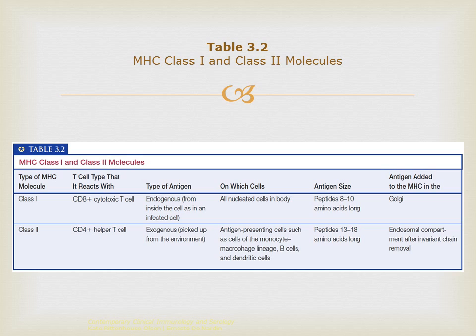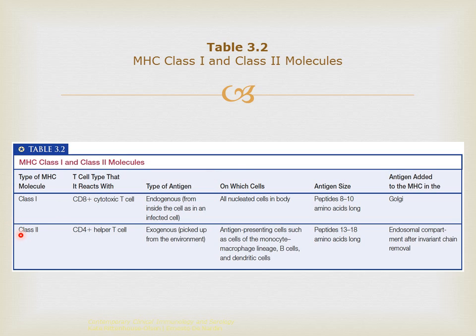This is a nice chart summarizing the nuts and bolts of the MHC class 1 and class 2. So take note of the fact that the MHC class 1 molecules interact with CD8 positive T cells. These are the cytotoxic T cells. The type of antigen involved with the class 1 molecules are the endogenous antigens, some bacteria as well as viruses. They're found on all nucleated cells of the body. Antigen size tends to be a little smaller. Peptides, 8 to 10 amino acids. The antigen is added to the MHC molecule in the Golgi apparatus.